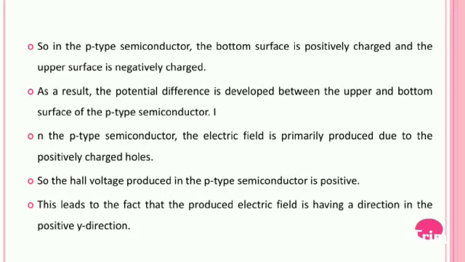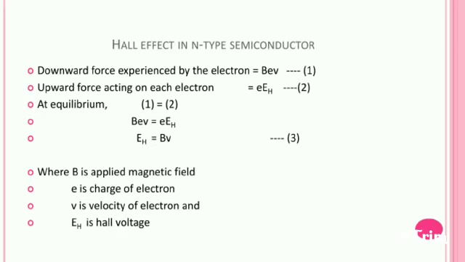So, in the p-type semiconductor, the bottom surface is positively charged and the upper surface is negatively charged. As a result, a potential difference is developed between the upper and bottom surface of the p-type semiconductor. In a p-type semiconductor, the electric field is primarily produced due to the positively charged holes. So, the Hall voltage produced in a p-type semiconductor is positive. This leads to the fact that the produced electric field has a direction in the y direction.